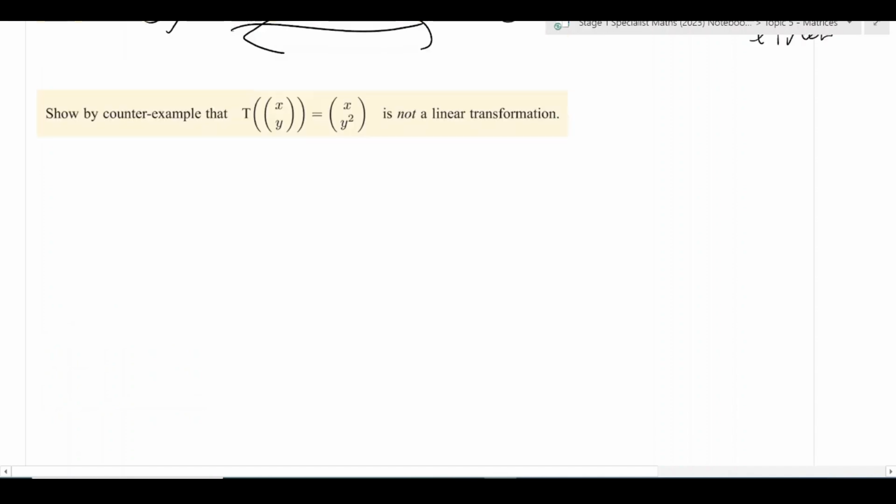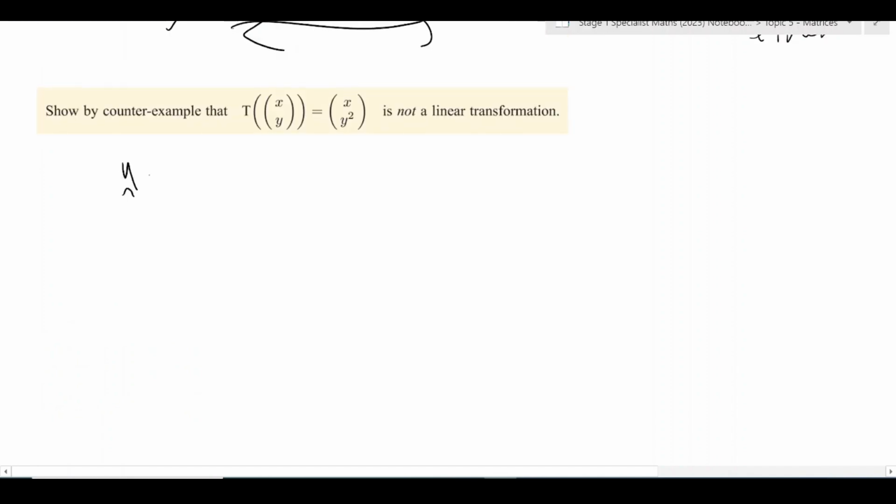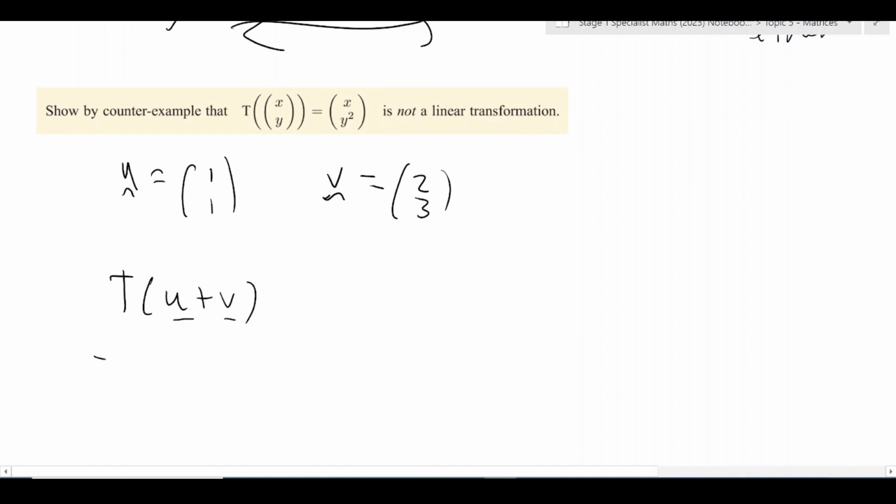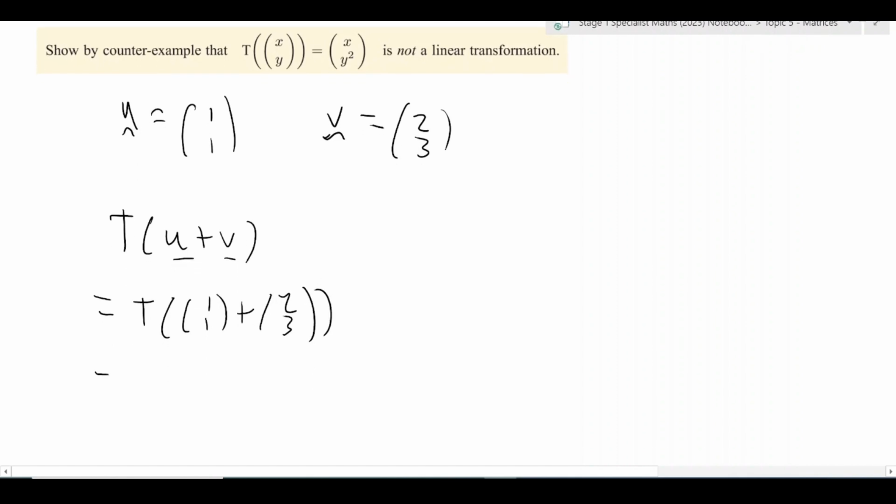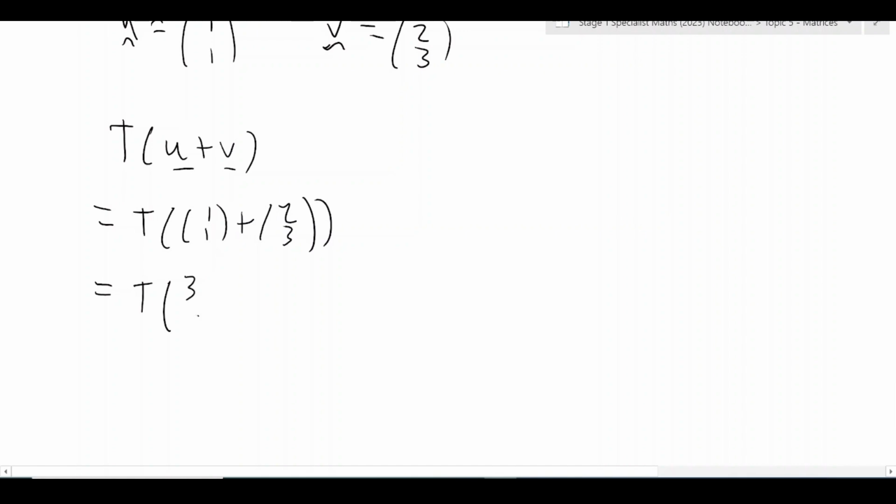And we'll do an example of a vector function that's not linear. So I'm going to pick u to be the vector 1, 1, and v to be the vector 2, 3, and we'll show that this is not a linear transformation. Okay, so let's do this. T of u plus v is going to be T of 1, 1 plus 2, 3, just like that, which is going to be T of 3, 4.